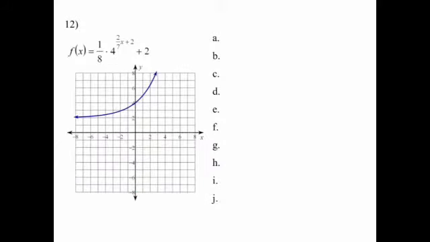And that brings us to 12. On 12, how far left and right does it go? Well, it goes left forever and right forever, so we're going to have all real numbers for our domain.